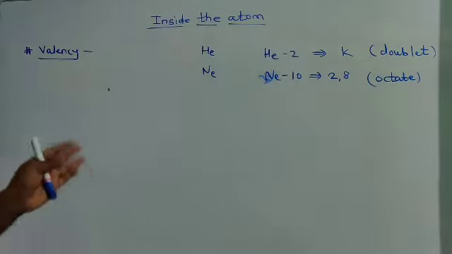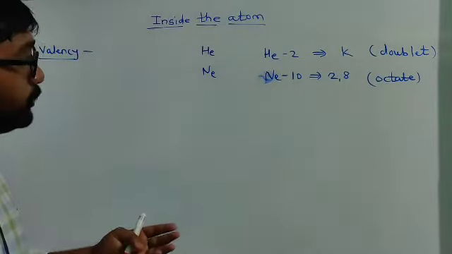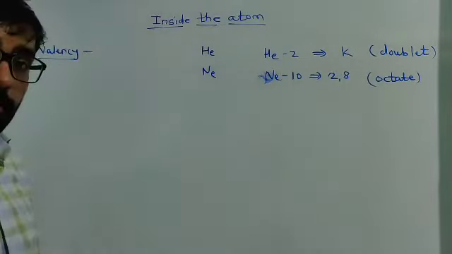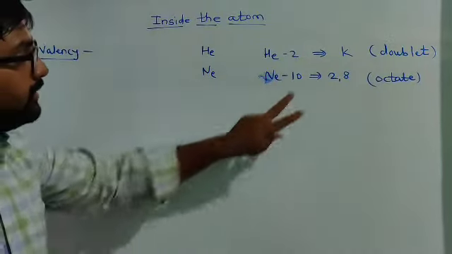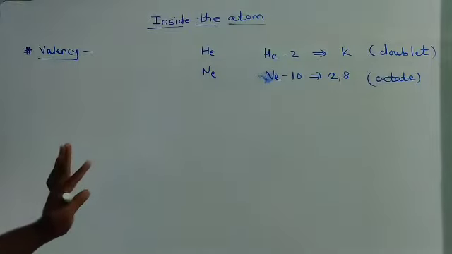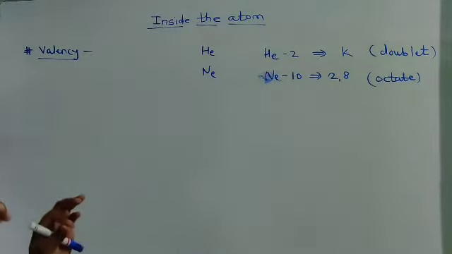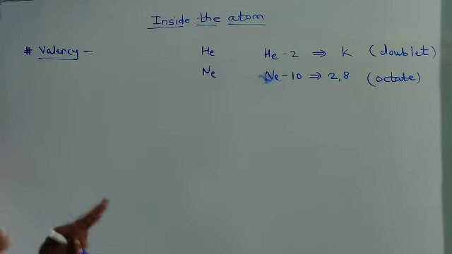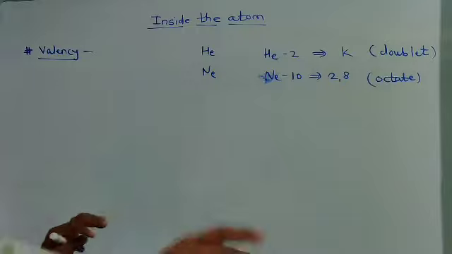So that is why they react with other elements, and that is why compounds are formed. Due to the formation of compounds, every element completes its doublet or octet and gains a stable, minimum energy level. So that thing we have to remember.